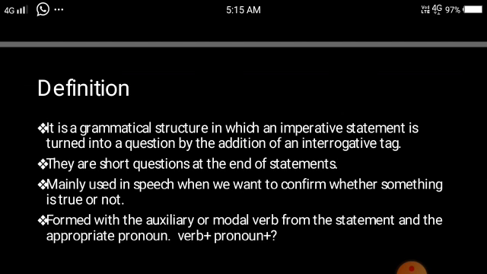So, a short question at the end of the statement is a question tag. They are short questions at the end of the statements. Once again, let us look at it. We have plenty of time. This is a statement. At the end of it, you have the question tag. Haven't we?